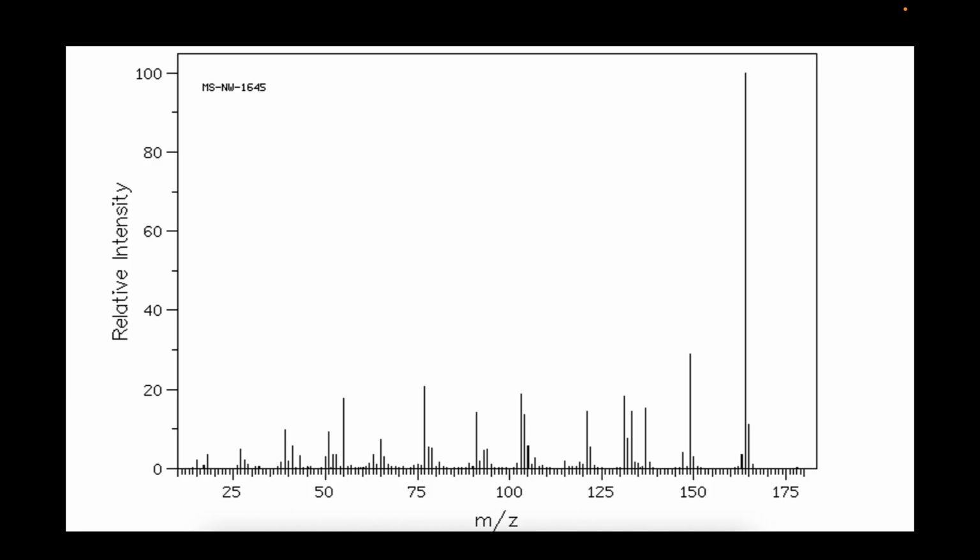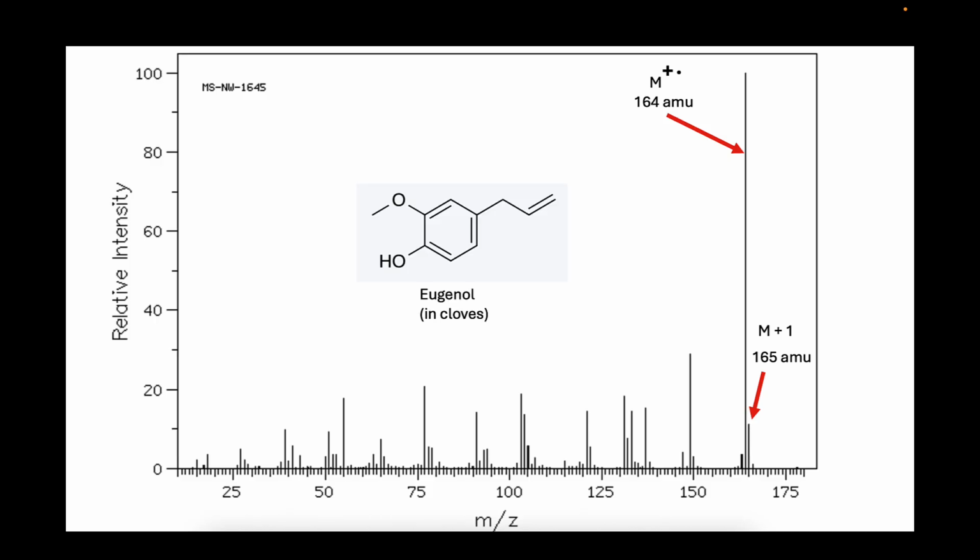Here's an example of a molecule where there's a very strong visible molecular ion peak. At 64 AMUs, you can see a molecular ion very, very strongly. In fact, this is also the base peak, so that can happen. The molecular ion and the base peak can be the same. The base peak is simply the strongest signal in the spectrum, and it happens to be the molecular ion in this case. Then there is an M+1 peak at 165. This happens to be the structure of eugenol. This is a molecule that's found in cloves that's responsible for making cloves smell and taste like cloves.